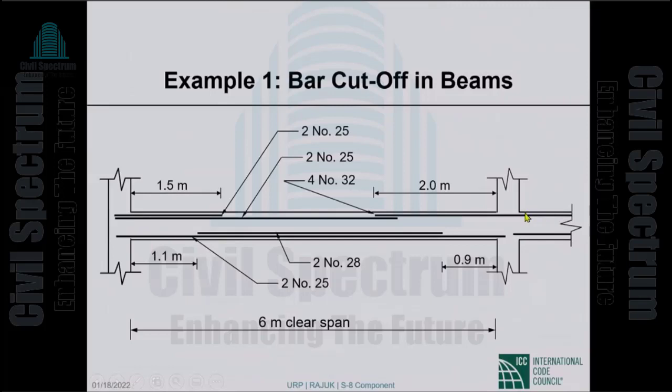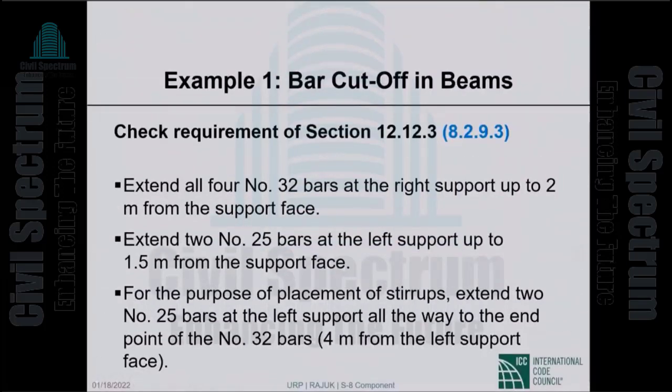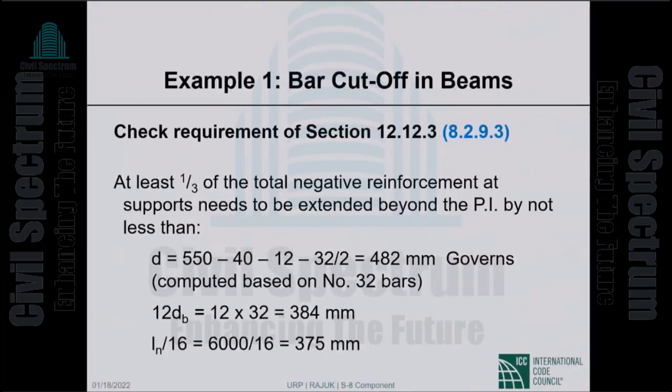So we have 4 number 32. They are extended 2 meters. There are 4 number 25. 2 of them are extended 1.5 meters. The other 2 are continued, and here they are lapped with the number 32 bars. And the 1.5 meters and 2 meters are based on the extensions beyond the inflection point.